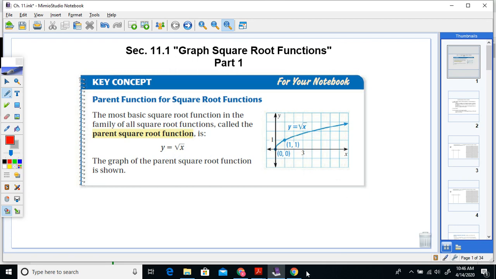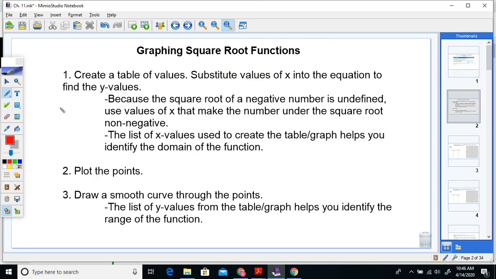Just like with other functions throughout algebra, we're going to graph this using a table of values, at least to start. So we're going to create a table of values. We're going to substitute values of x into the equation to find y values. Because the square root of a negative is undefined, we're going to use values of x that make it non-negative. And the list of x values is going to help us identify the domain of the function.